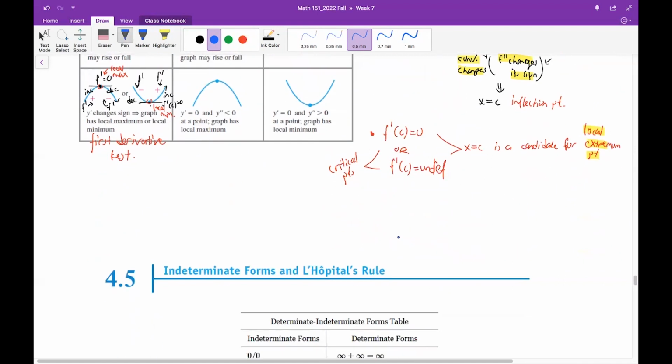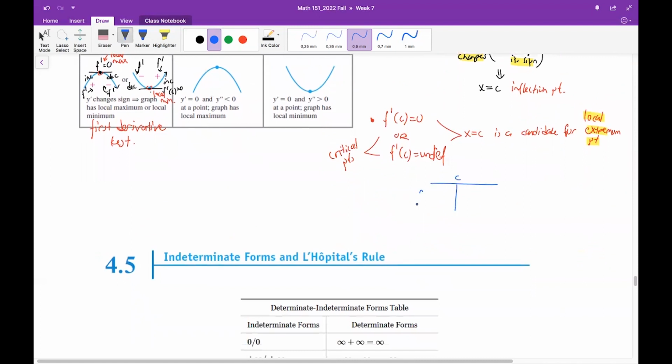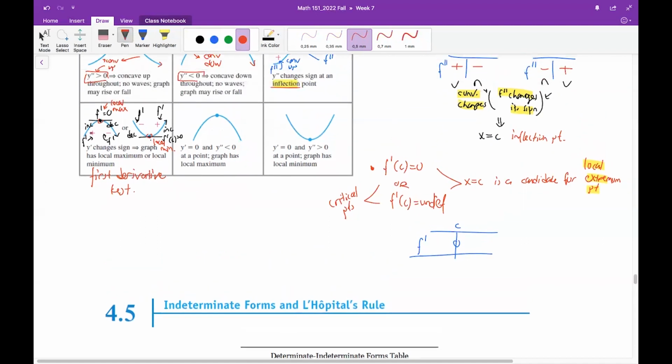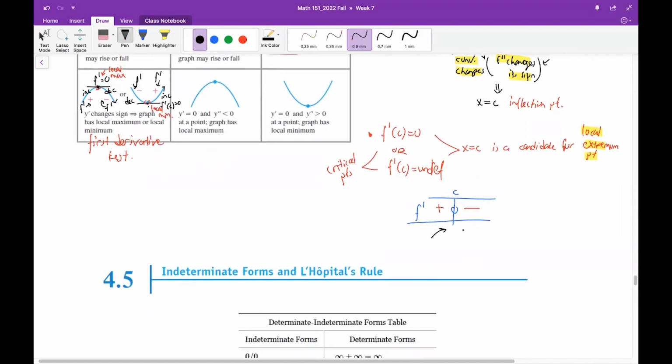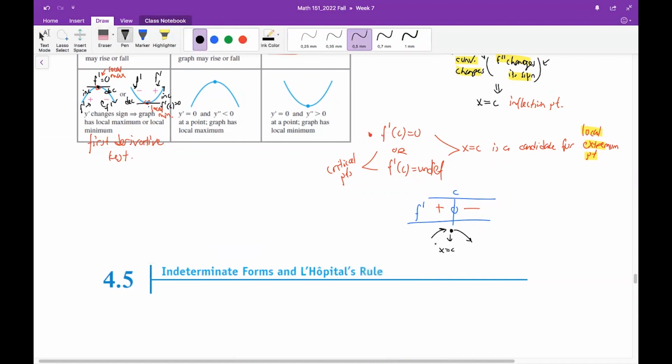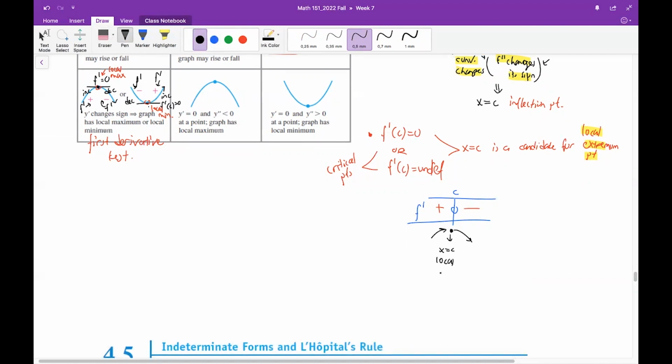So for the point c, you will create a sign table for the first derivative. Let's go in this order. If your function is increasing before c and decreasing after c, what happens then? Your function is doing this and then decreasing. So at x equals c, you obviously have a local maximum point. So here c is a local max, if the first derivative changes its sign from positive to negative.